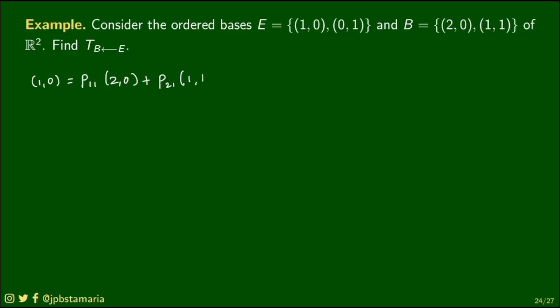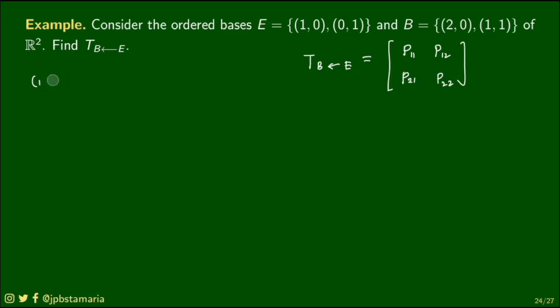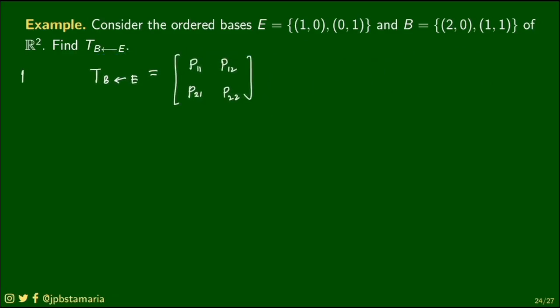By the way, for you to understand this choice of letters, let me start with this. The transition matrix is a 2 by 2 matrix, right? Because there are 2 elements in each basis, so it will be a 2 by 2 matrix. So you want to find this matrix such that the first column is the coordinate of the first vector in the old basis relative to the new basis.